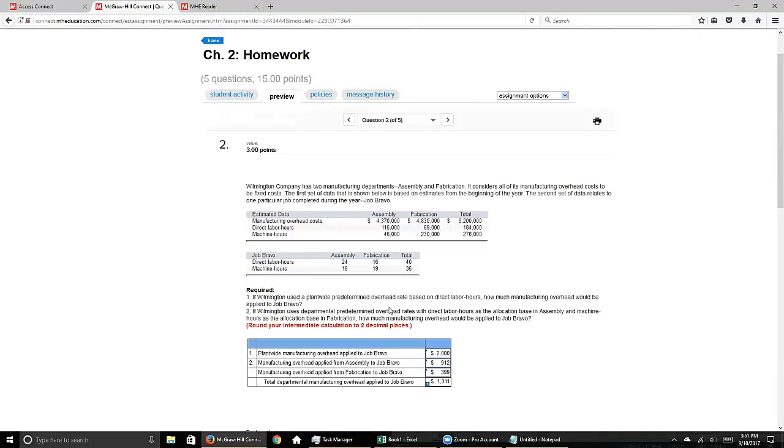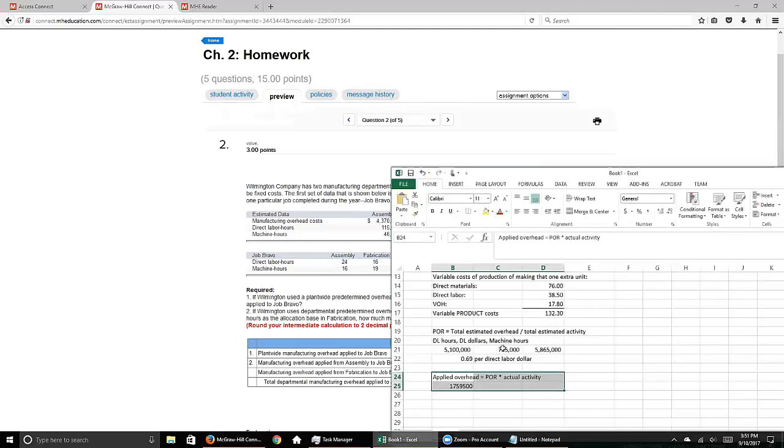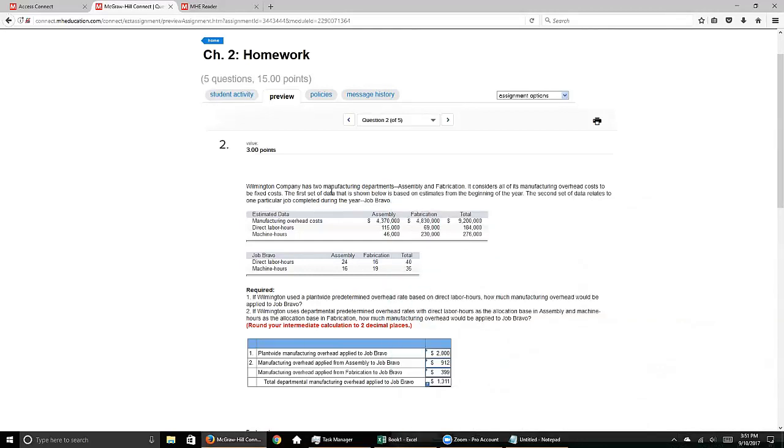Okay, again, this was similar other than the fact that we were acknowledging that, hey, different departments might have their own predetermined overhead rates. The only thing I like to sort of caution there is that if that's the case, so if we have Wilmington Company here, they have assembly and fabrication, and they have two separate departmental overhead rates in part 2 here, just make sure you're careful with using only the activity from that particular department in coming up with that overhead rate.